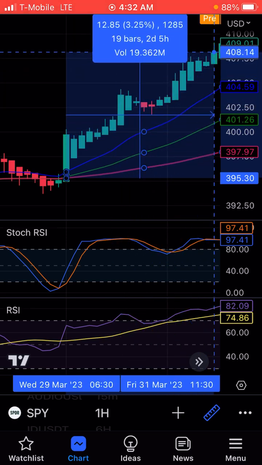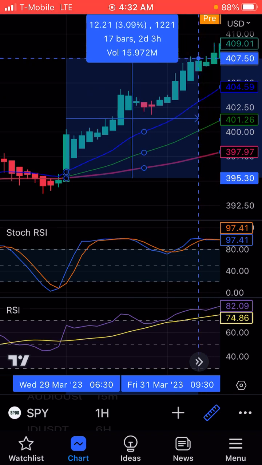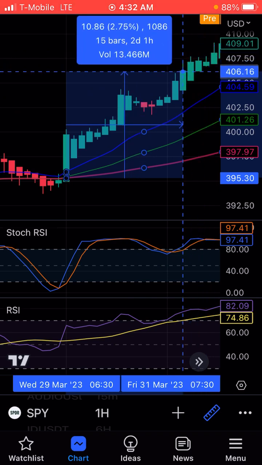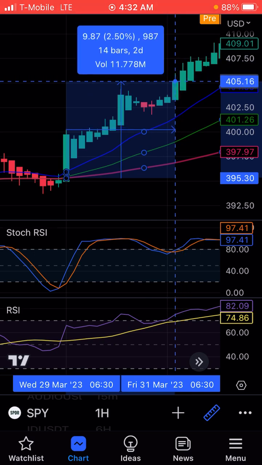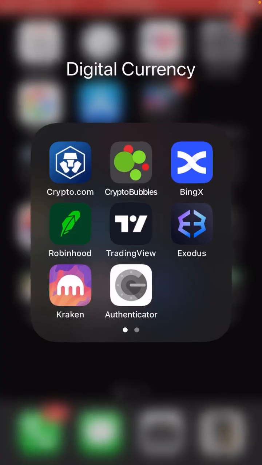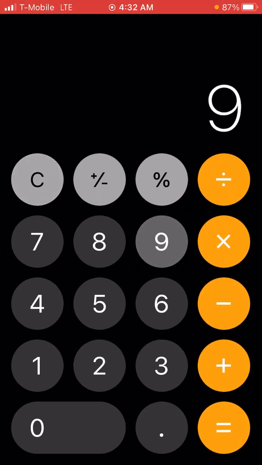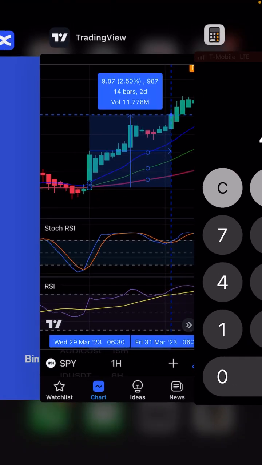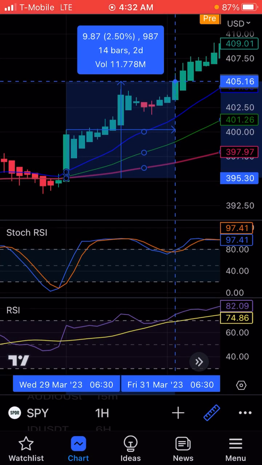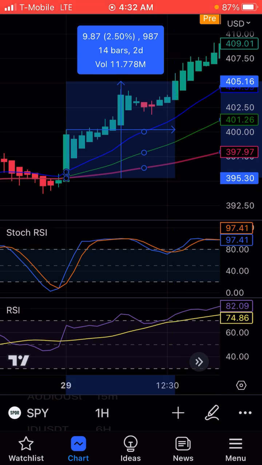Let's say it's 2 days. Let's just do 2 days here. Okay, so 2 days worth. This is 9.87, times about 50. That's about $500 right there in 2 days. That's not bad at all.